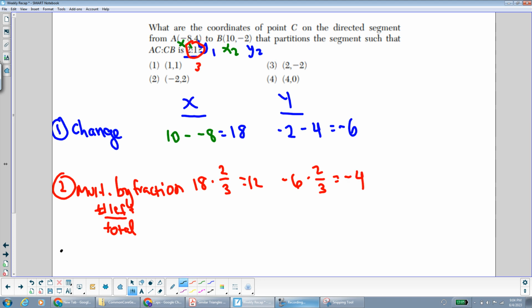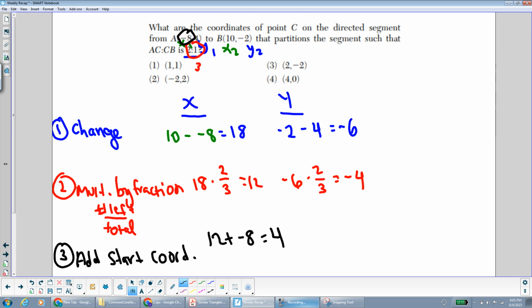And there's one more step. We're going to add the start coordinate. So for the x coordinate, to our result, 12, we're going to add the starting x coordinate. The x coordinate from our start point was -8, and that gives us 4. And to our y value that we found before, we're going to add the starting y coordinate.